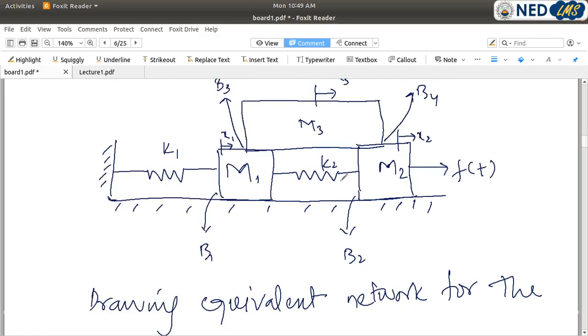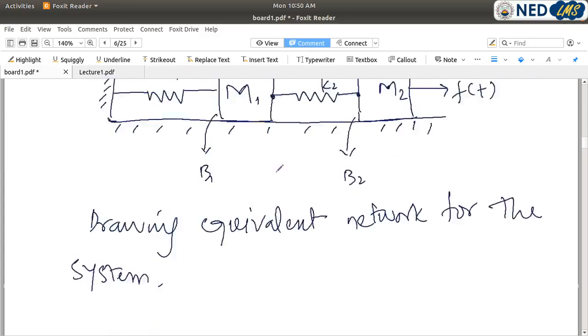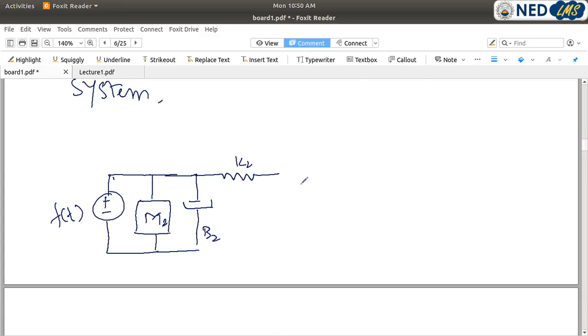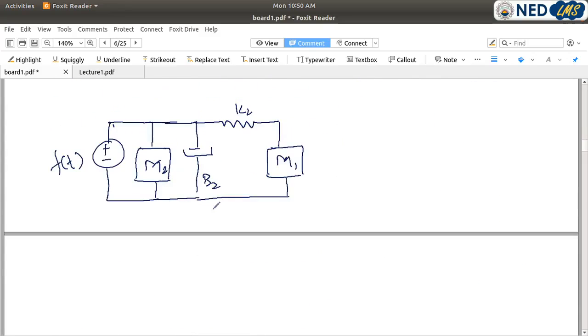And this spring is present in between two masses, or I can say between node x2 and x1. So K2. This is node x2, and now we arrive at node x1. Now at node x1, mass M1 is present, which is in between node and reference node. So M1 between node and reference node, and at this node, K1 is present between node and reference node, and B1 is present between node and reference node. So I am drawing K1 and B1 in parallel with M1.